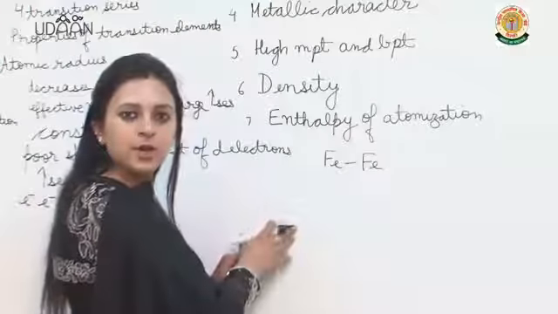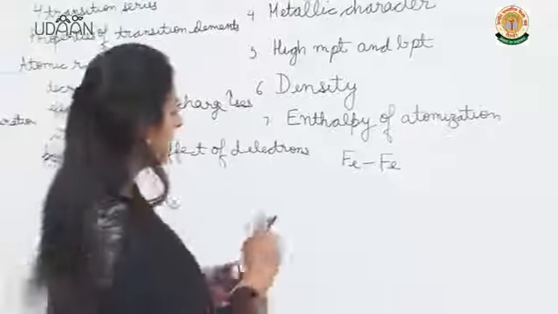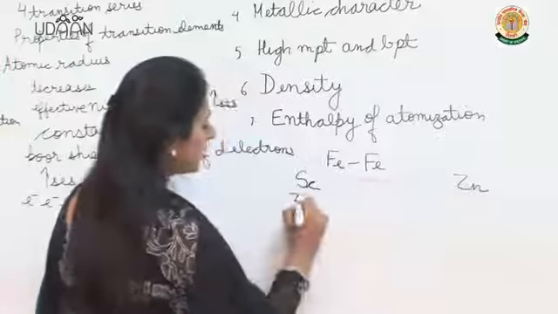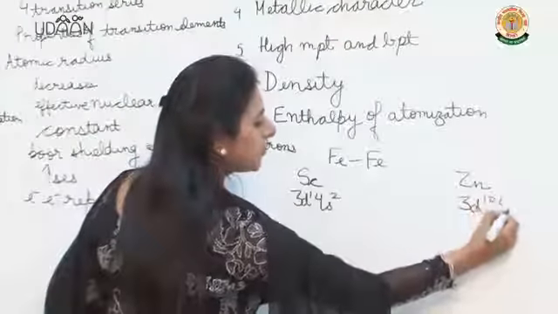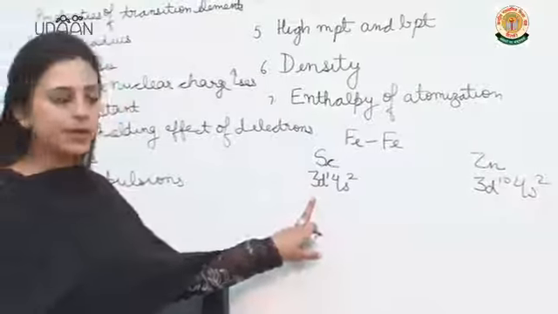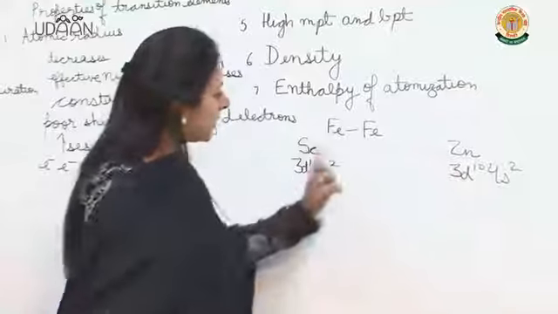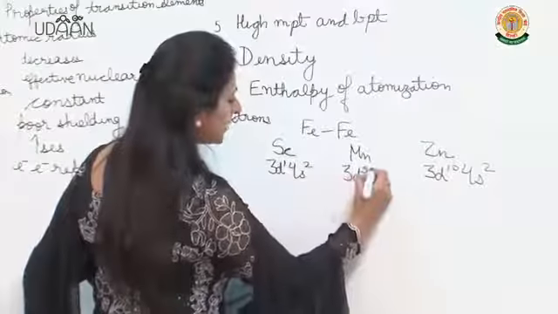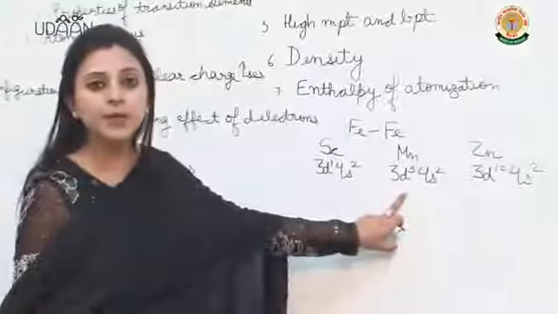But now my question is that what will happen to enthalpy of atomization as I move from left to right? Because what is happening to the number of unpaired electrons? जब मैं scandium से zinc में जा रही हूँ, scandium is 3d1 4s2, zinc is 3d10 4s2. What is happening? As I move, यहाँ पर one unpaired electron है, यहाँ पर no unpaired electron is there. पर जब मैं scandium से manganese पर गई, manganese is 3d5 4s2, तो मैंने देखा here I have 5 unpaired electrons.